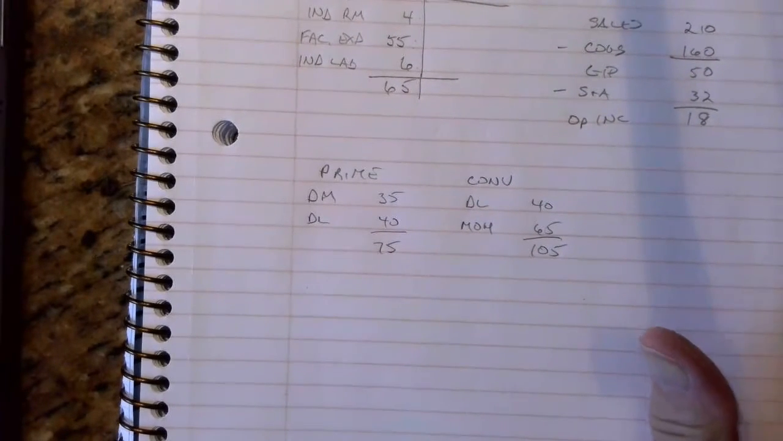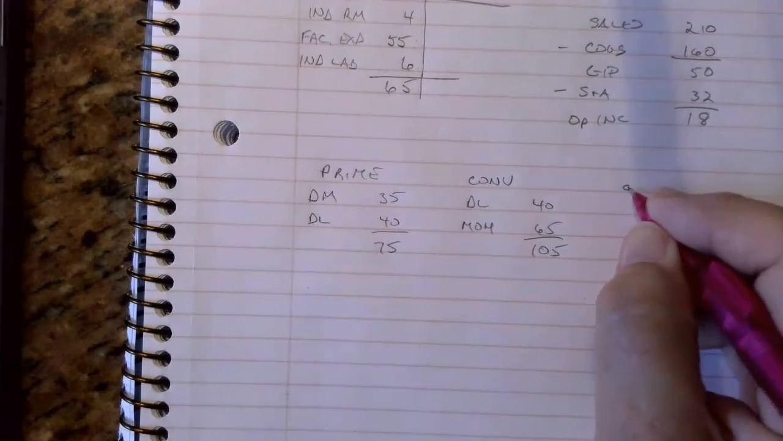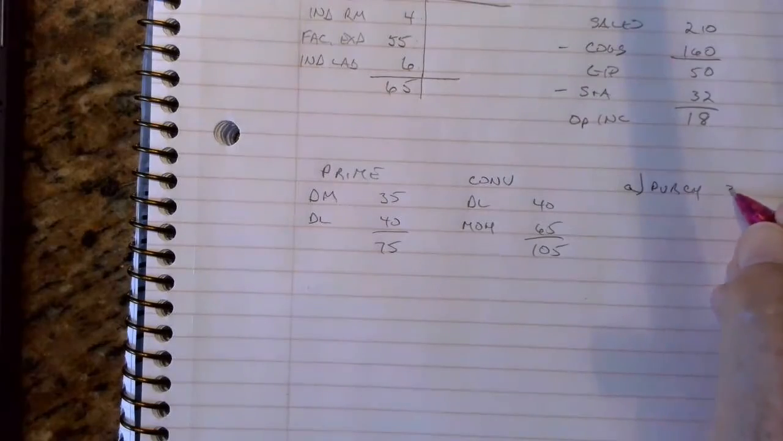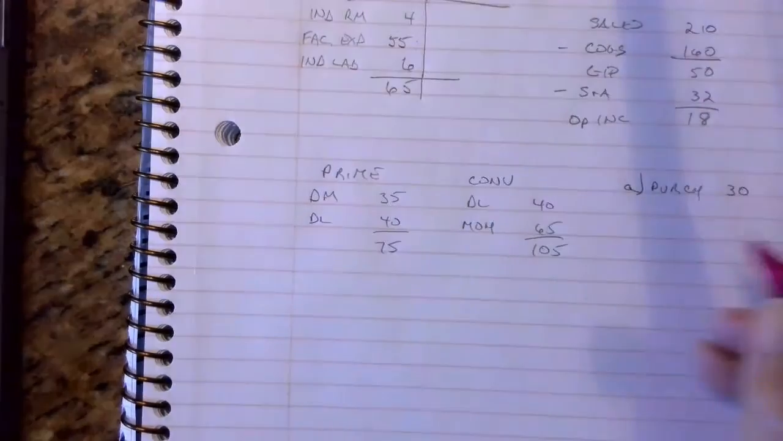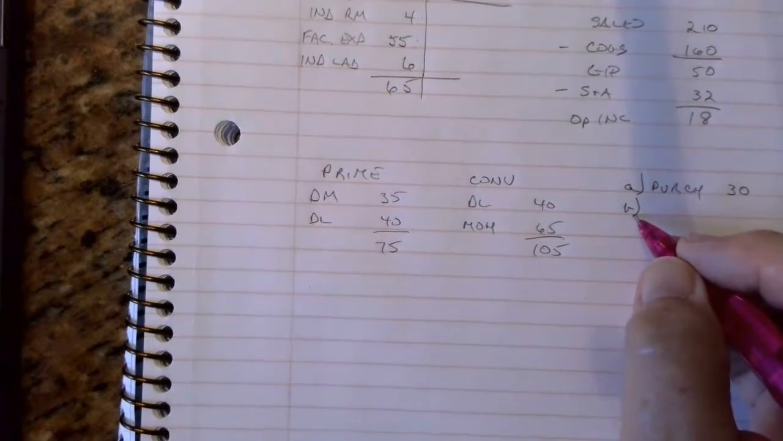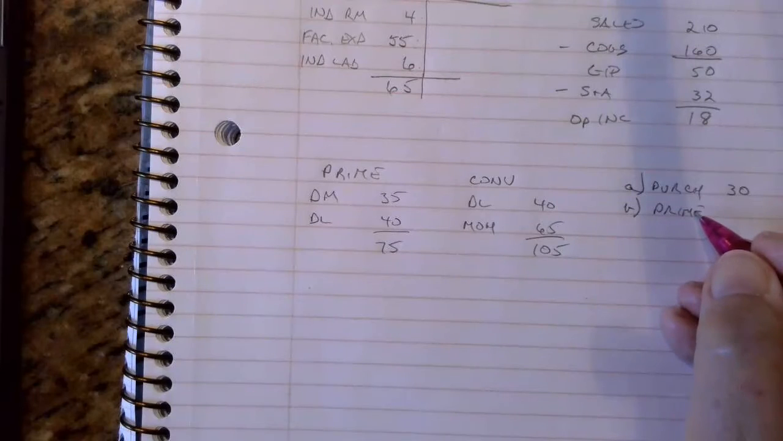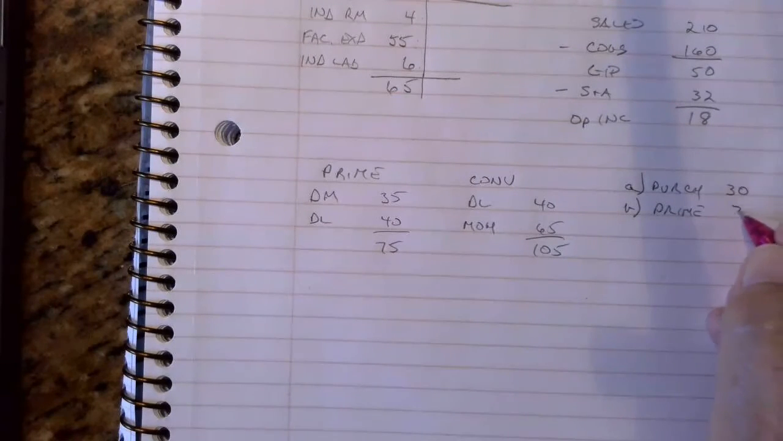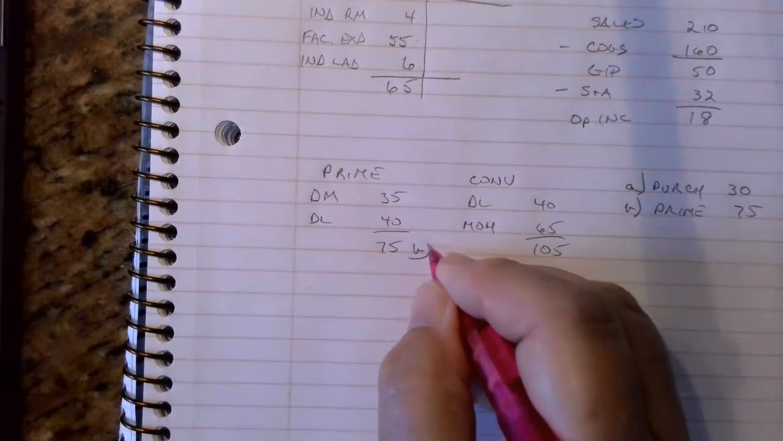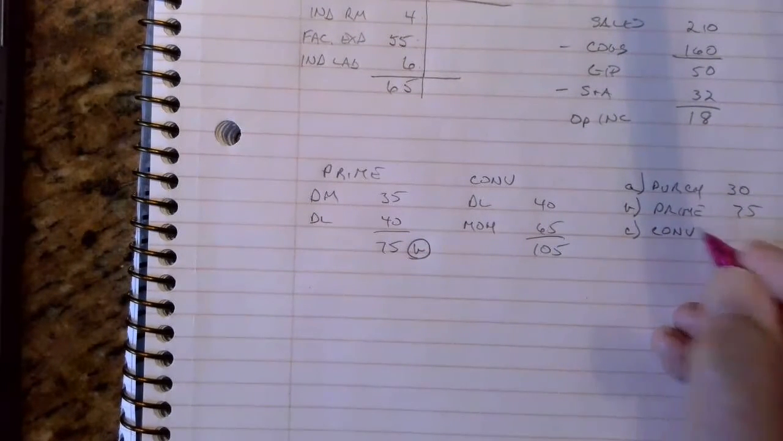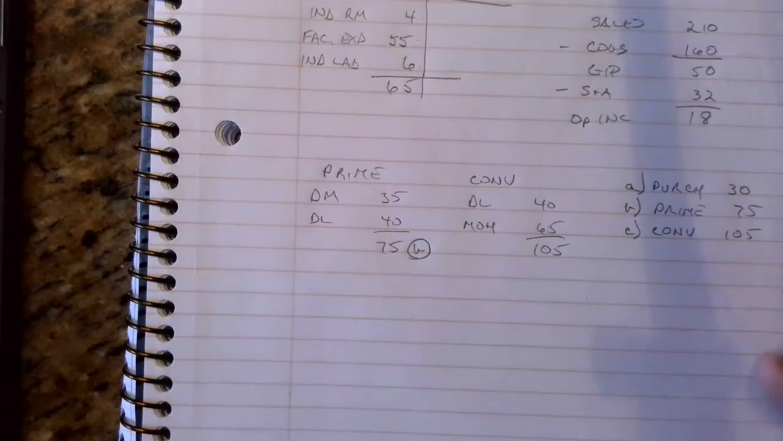Now we're ready, okay? What materials were purchased? So for A, the purchases were the 30 in our raw material T account. Okay, I'm going to put this up here, I'll show you later. That's what was purchased. B is asking what were prime costs. And our prime costs were 75. That's B right here. And C, what were conversion costs? Conversion costs are 105.